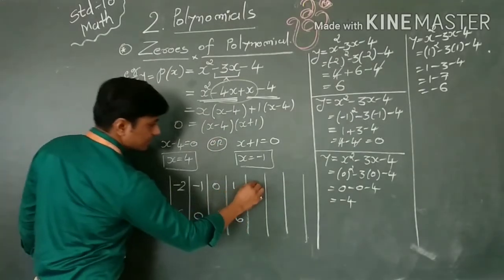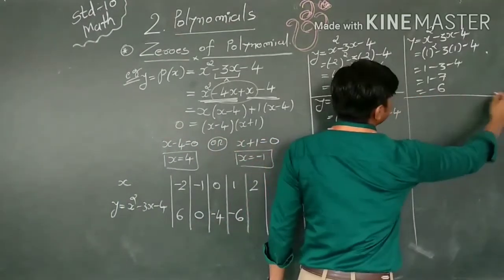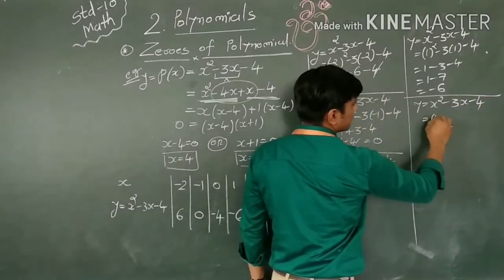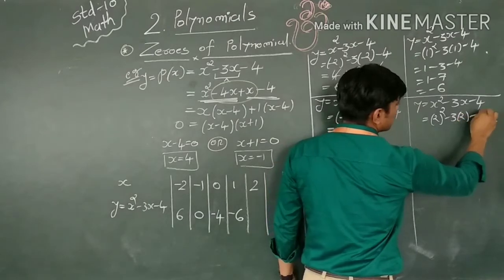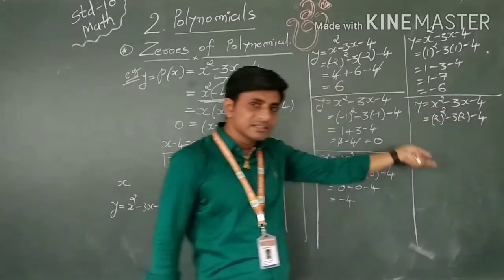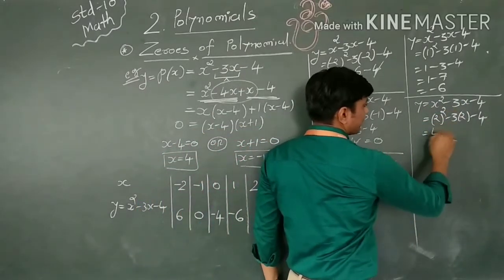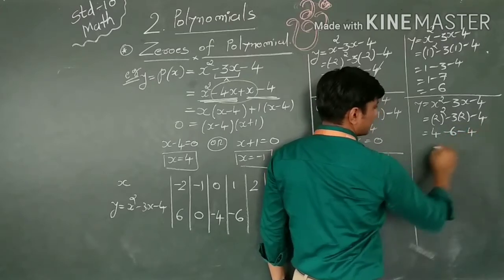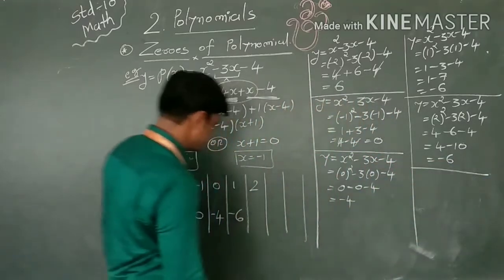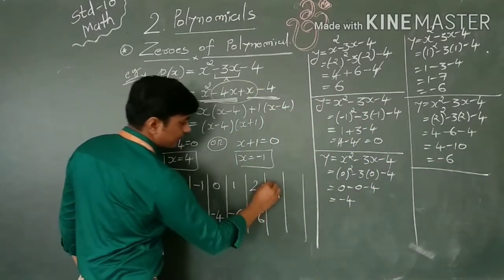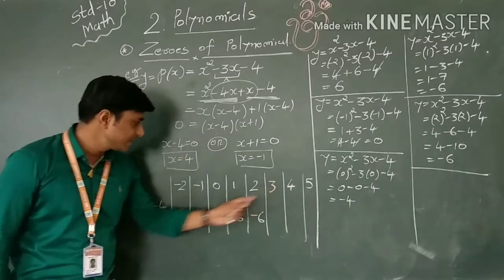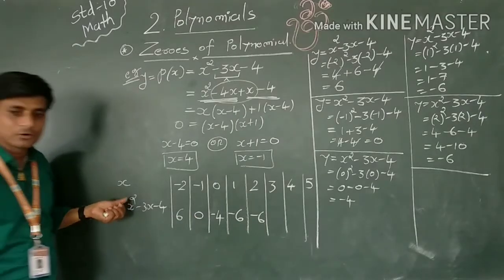Now take x is equal to 2. Then what happens? Again I calculate for x is equal to 2. This is very easy. I hope you all can simplify this easily. 2 square is 4, 3 times 2 is 6, minus 4. That means 4 minus 10, that means minus 6. Again minus 6. Now put the values 3, 4, 5, etc. Suppose we take x is equal to 3. Then the corresponding value of y is minus 4.